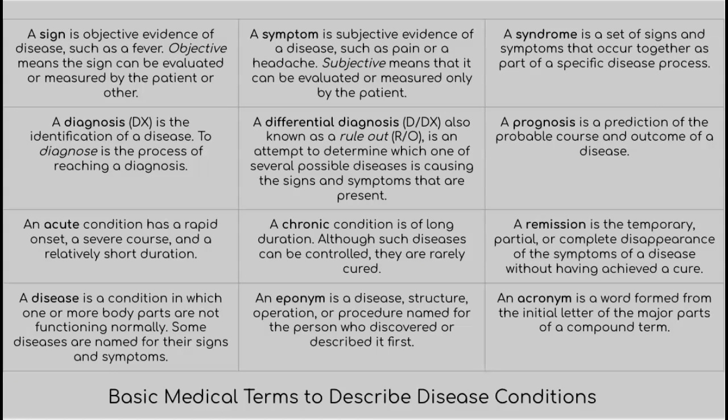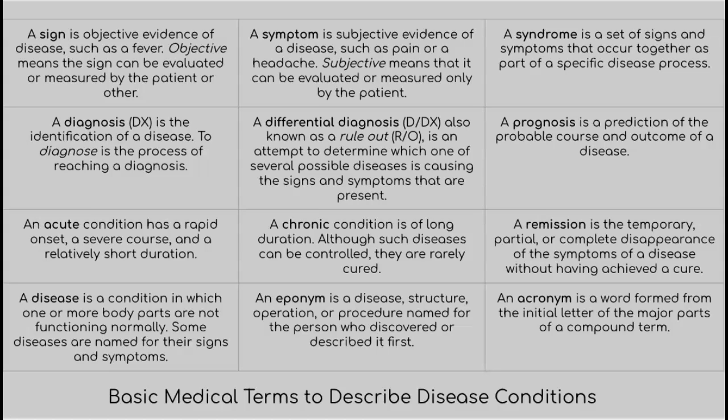So these are basic medical terms that describe diseases and conditions. A sign is an objective evidence of disease, such as a fever. Objective means the sign can be evaluated or measured by the patient or others. We talk about these at length when we get into general patient care, but it's good to be aware of them now. A symptom is a subjective evidence of a disease, such as pain or a headache. Subjective means that it can be evaluated or measured only by the patient. We can't see their pain. That's a subjective symptom. We can see that they have a fever by taking their temperature. That's objective. So a sign is objective and a symptom is subjective. You need to know the difference.